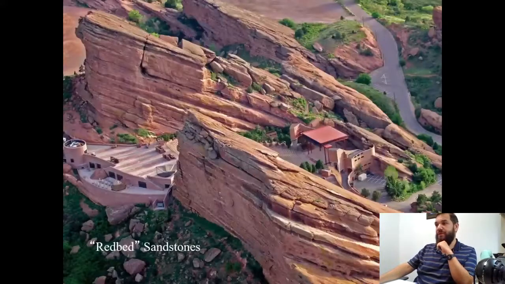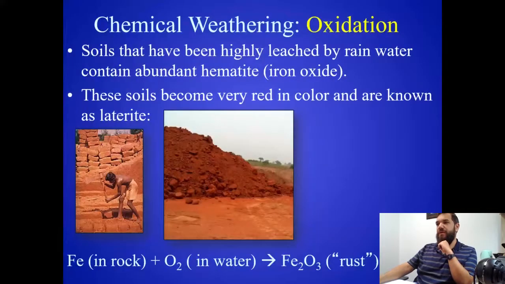So here are some good examples of red bed sandstones. I don't know if these are from Sedona. I don't think they are, but they're the same kind of rocks that you would find in Sedona. So how do you get those very red rocks? You might know here in Texas, maybe in North Texas and Oklahoma, you get a lot of these really red soils. So what happens is the iron in the rock plus the oxygen in the water gives you rust, Fe2O3. Okay, so that is oxidation.